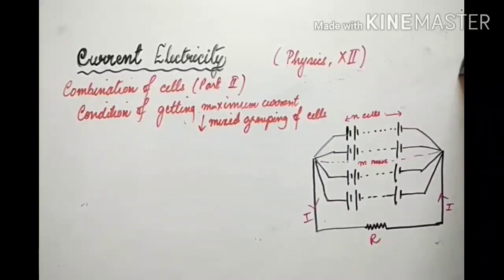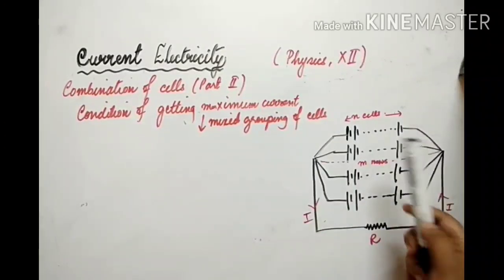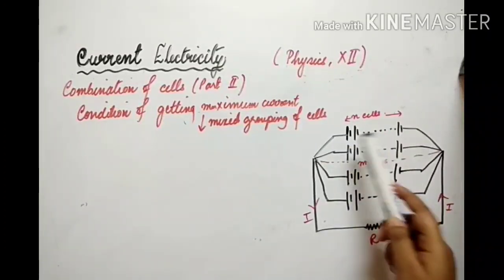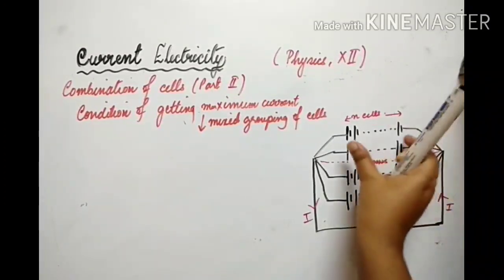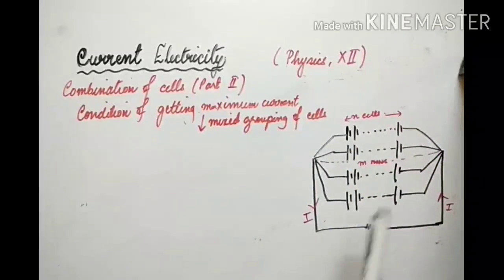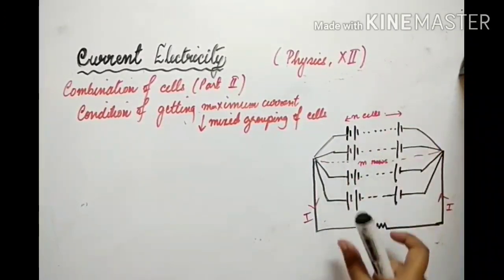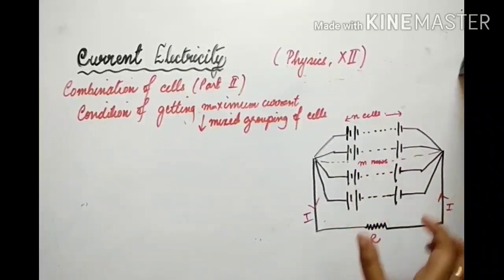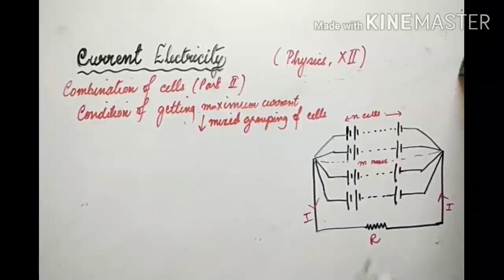Let us see now how to get maximum current for a mixed grouping of cells. In a mixed grouping, suppose in each row there are n number of cells in series, and there are m such rows, one after the other. So we have m such rows, and this is the external resistance.